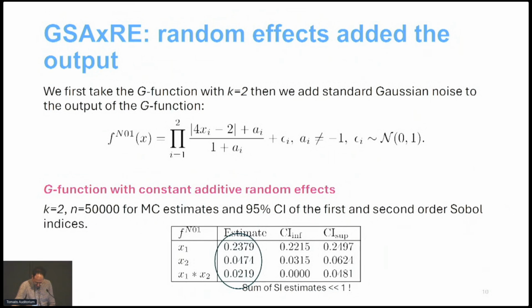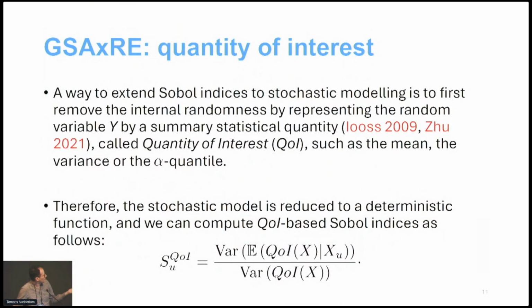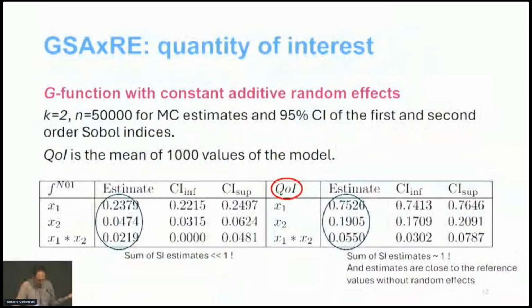So this problem was already known and solved by the use of quantity of interest. So you have several references. And basically, what is the quantity of interest? It means that you will just fit your model a large number of times, and that you will use a summary statistic to summarize the quantity that you want. So for instance, the mean, median, or any quantile that you may want. So this works quite well for simple models with additive random effects. As you can see on the table on the right, using the quantity of interest you retrieve quite the same estimates as when we had not noised the response of the model.